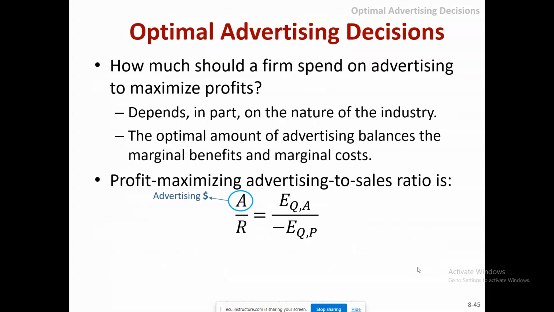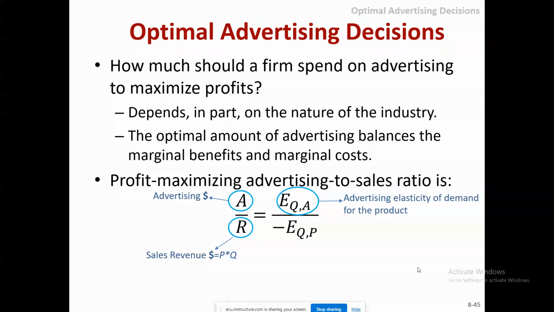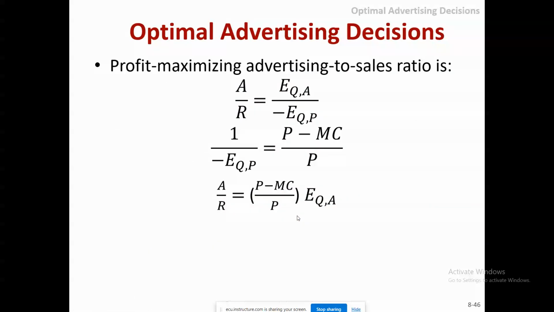The profit maximization advertising to sales revenue ratio is calculated as follows: the numerator is the advertising elasticity of demand for the firm's product, and the denominator is the negative own price elasticity of demand for the firm's product. Because the own price elasticity of demand is negative, the negative of it is positive, so the whole ratio is positive, and it is the profit maximization advertising to sales ratio. Please note that the negative inverse of own price elasticity of demand can be expressed as the price cost margin. Therefore, you can also figure out the profit maximization advertising to sales ratio by this formula.